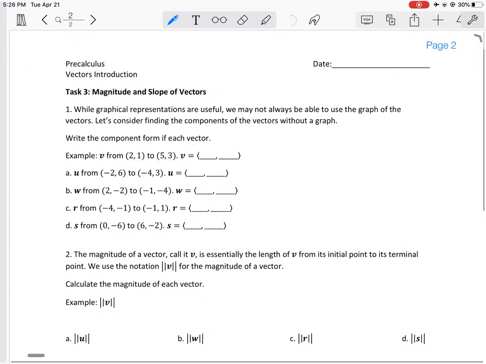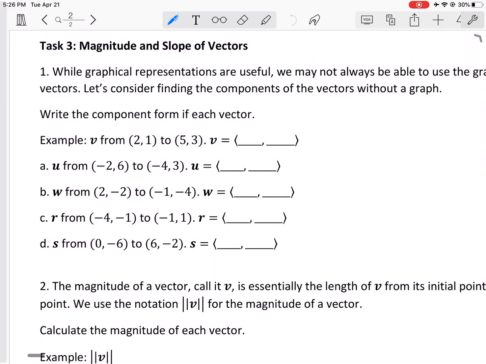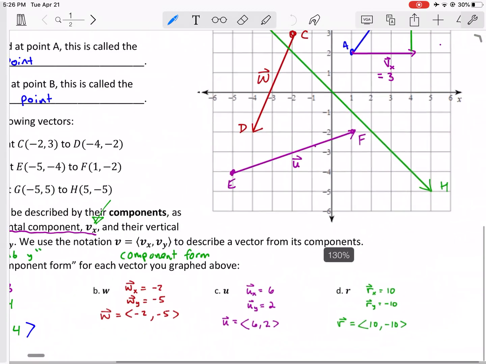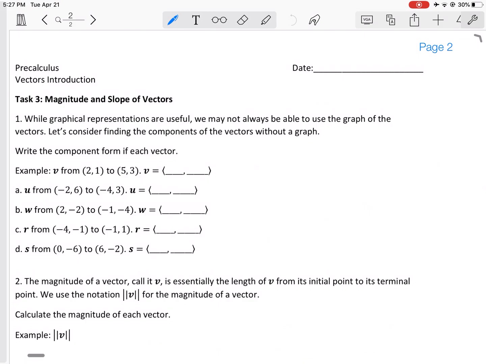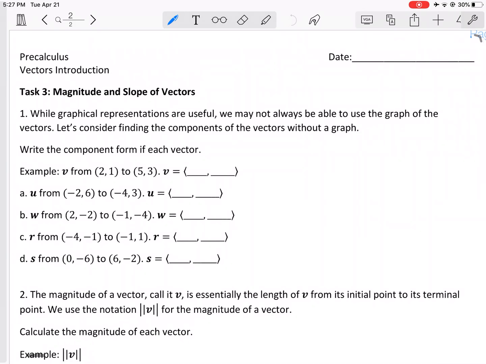All right, continuing forward, we want to be able to calculate both the magnitude and slope of vectors. We're able to write the component form, so we can start to discover some stuff about them. While graphical representations are useful, like we saw, it was easy to come up with a component form when we had the graph, just because we can count spaces. It's not always going to happen. Sometimes a graph might be out of the question. It might be huge. We want to be able to use just arithmetic to figure out things. So let's consider finding the components of the vectors without a graph.